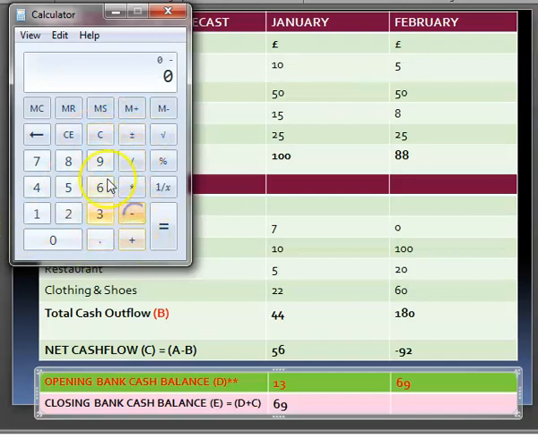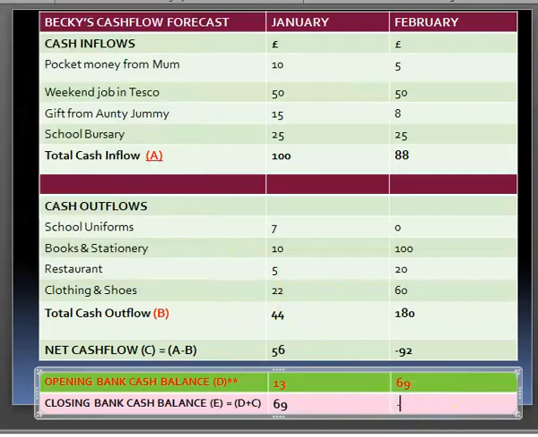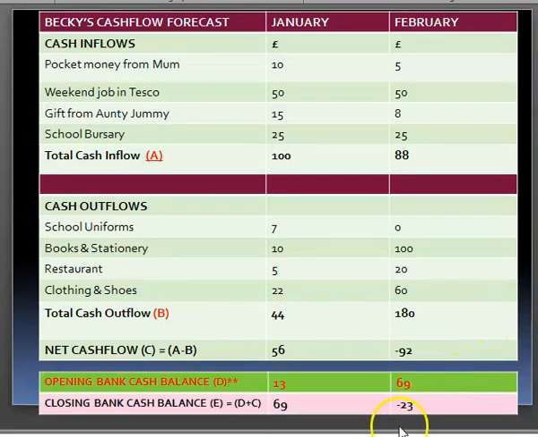So we're gonna get minus 92 plus 69. So we get minus 23. So as you can see, you are spending more.